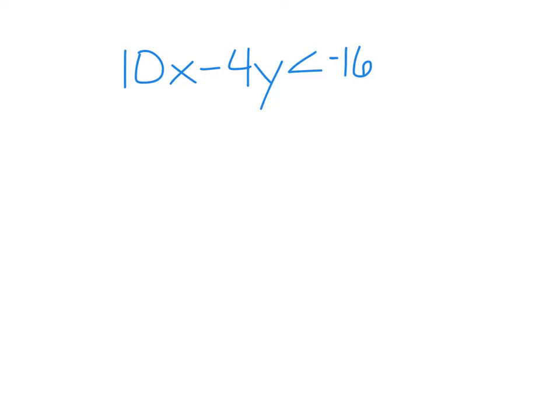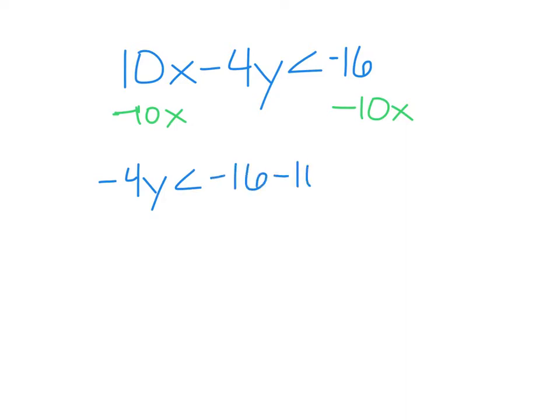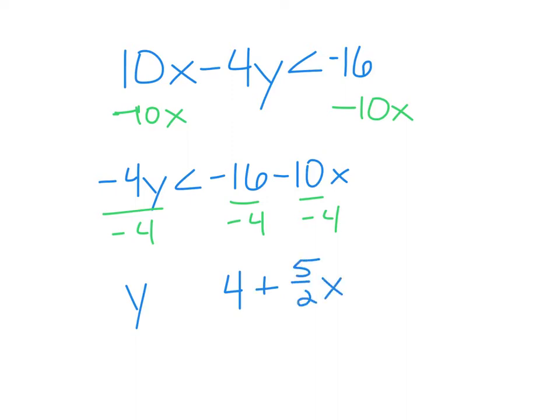So here's our other example, and again, you want to start off just by solving for y. So I'm going to subtract 10x from both sides. And that will be negative 4y being less than negative 16 minus 10x. And then I'm going to divide everything by negative 4. And so that's going to leave us with a positive 4 and a positive, I'm going to reduce it to 5 halves x. And since we divided by a negative here, we're going to flip our inequality sign to being greater than.